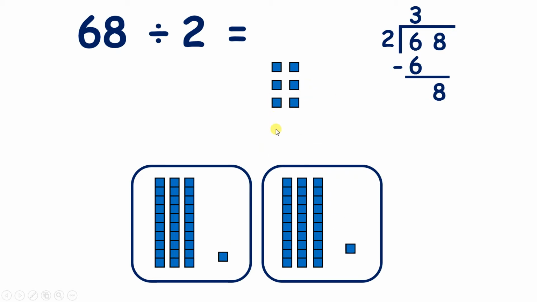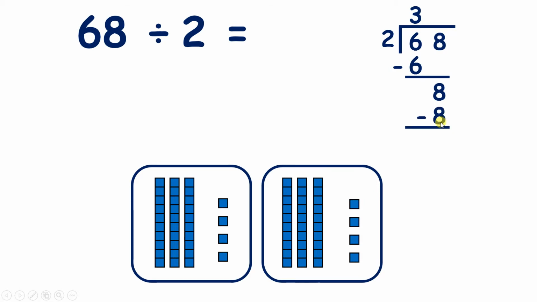So if we share out those 8 units, we shared out all 8 of our units, so we can write -8 to show this, and we have 4 units in each group because 8 divided by 2 is 4. Now 8 minus 8 is 0, which tells us that we have no remainder. So this number at the top tells us our answer, so 68 divided by 2 equals 34.